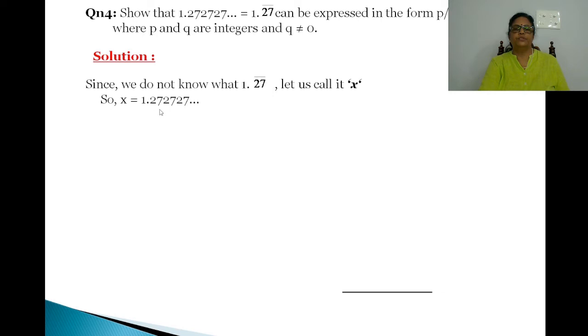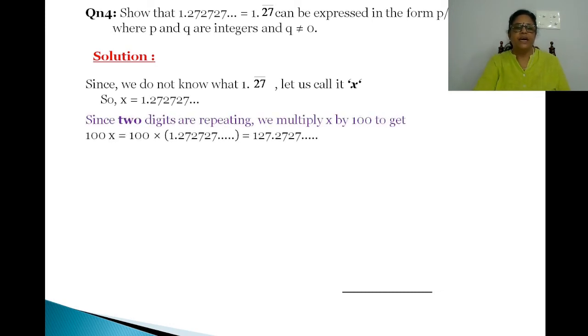That means 1.272727 etc. How many digits are repeating? 2 digits. So we will multiply by 100. Since 2 digits are repeating, we multiply x by 100 to get 100x is equal to 100 into 1.2727 etc. We multiply the left hand side and right hand side by 100. Multiplying by 100 means 2 zeros, so we shift the decimal point 2 places to the right side.